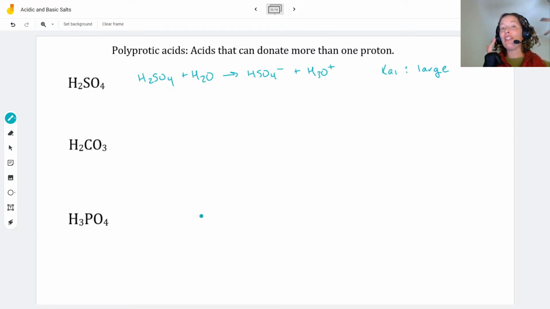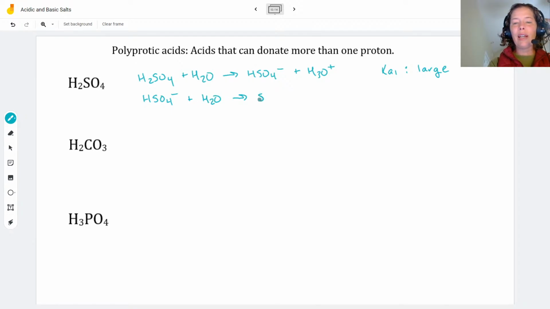But sulfuric acid has 2 protons to donate. So let's see what happens when that second proton is donated. So this time we're talking about HSO4 minus, not H2SO4. We're still in water.